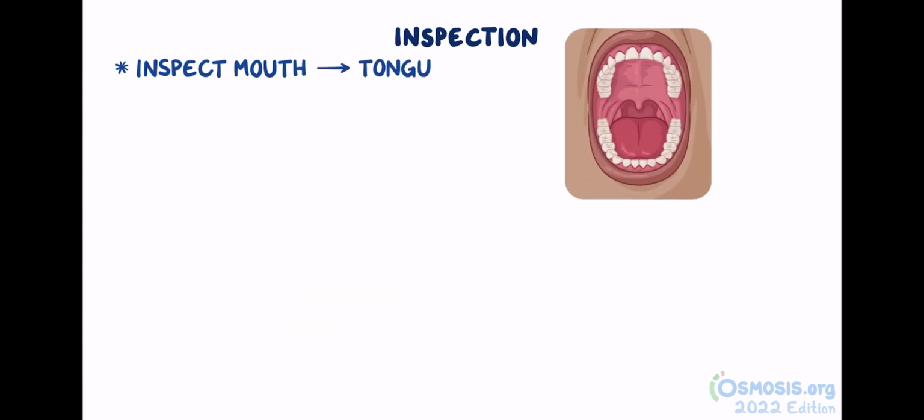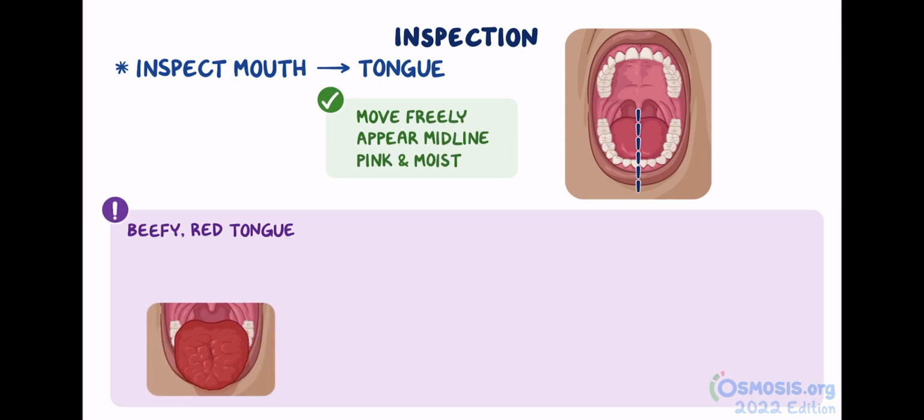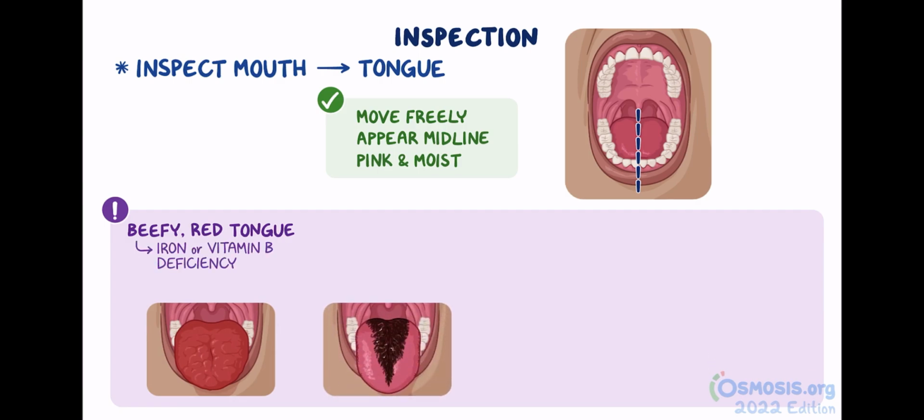Next, inspect the tongue, which should move freely, appear midline in the mouth, and be pink and moist. A beefy red tongue can be associated with an iron or a vitamin B deficiency, and a yellow tongue with black elongated papillae, also known as hairy tongue, can be related to fungal overgrowth associated with antibiotic therapy.